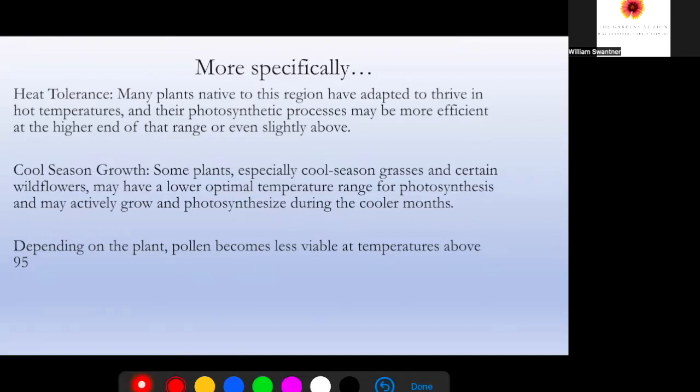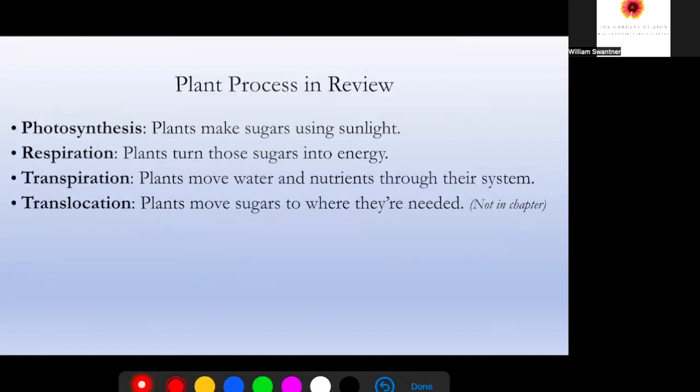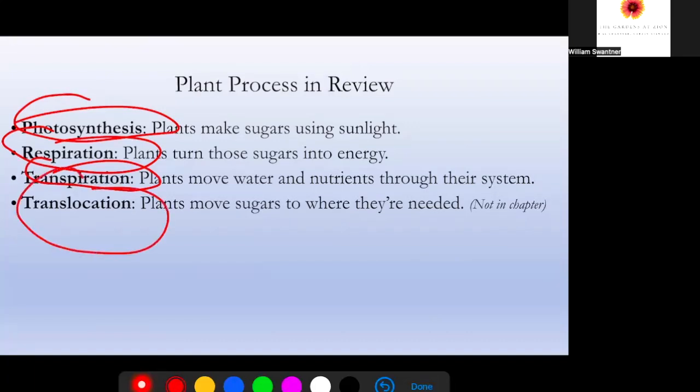All right, so this is a review. As I've said before, redundancy is how my brain works. Photosynthesis, the sunlight makes sugars. Respiration, those sugars are converted into a different energy. Transpiration, that energy is moved throughout the plants, and translocation is where they are moved exactly to where they are needed, and that is not in the book.